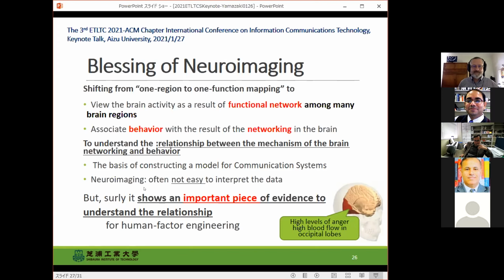And neuroimaging is not easy to interpret the data, but I would say it surely shows an important piece of evidence. Since I've been doing neuroimaging for engineering for more than 10 years, this is my conclusion, actually, in order to understand the relationship between mechanism of brain and networking and the behavior, even communication.